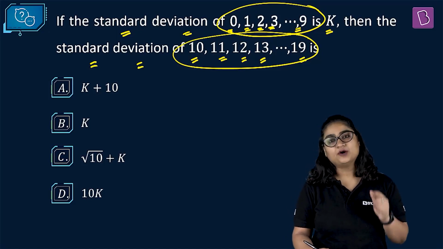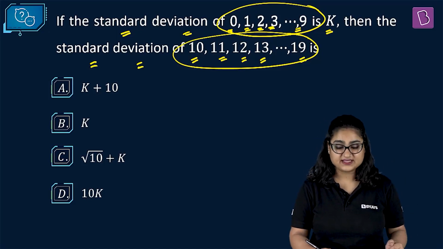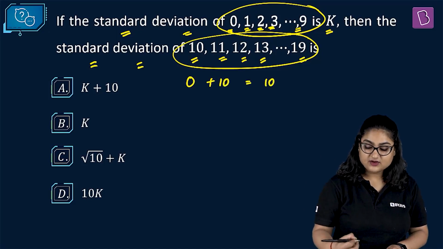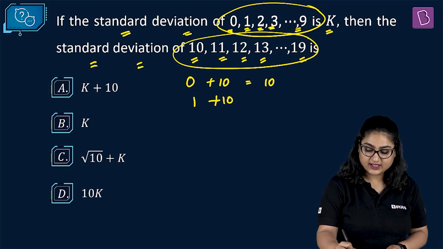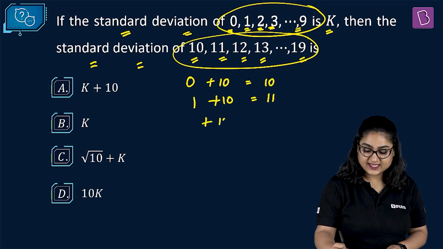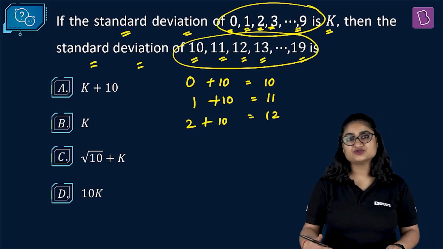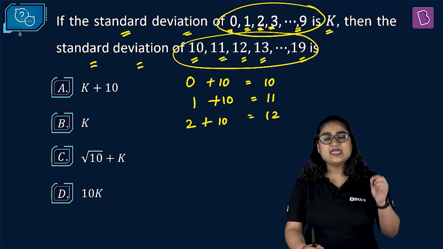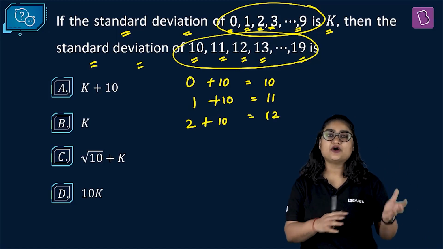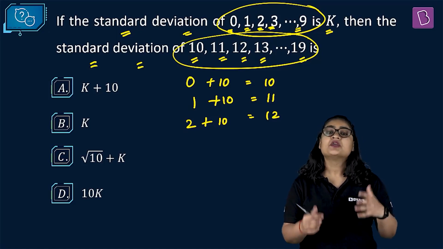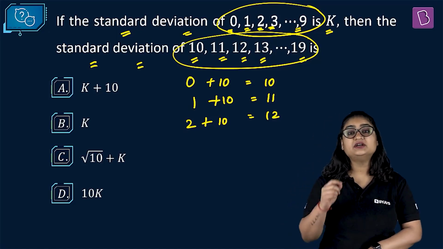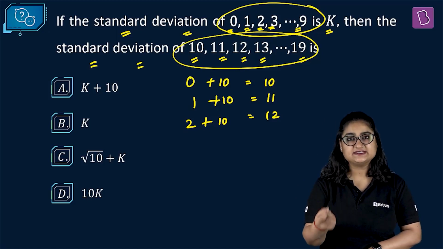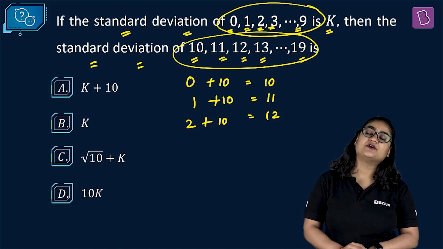But if you closely observe the corresponding entries of both the sets, you will see that when I add 10 to 0, I will get 10. When I add 10 to 1, I will get 11. When I add 10 to 2, I'll get 12, and so on and so forth. That means each and every entry of the second data set is 10 more than the corresponding data entries in data set 1. Or in other words, each data entry of data set 1 has been increased by a constant 10 to get the corresponding data entries of data set 2.